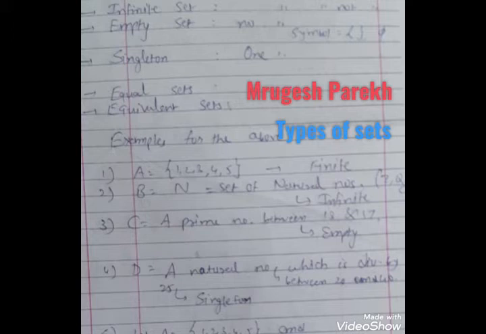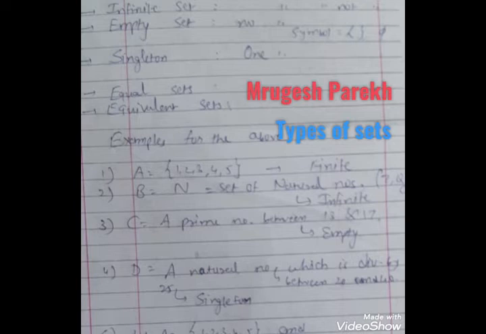Then we consider set D equal to natural numbers between 20 and 40 which are divisible by 25. We consider the multiples of 25 between 20 and 40, so there is only one number, that is 25. Here there is only one member in set D, so we say that it is an example of a singleton set.